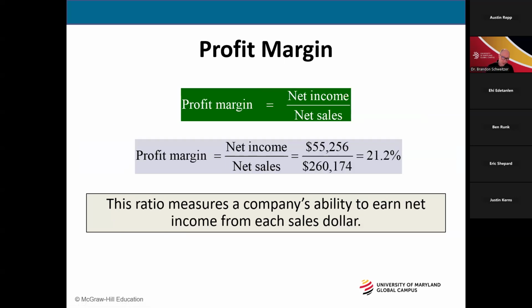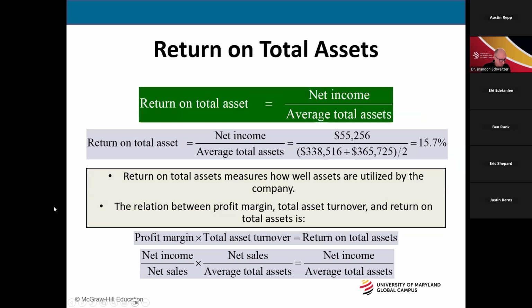Profit margin, also extremely important. It shows the company's ability to generate profit from each sales dollar. Take total net income divided by total sales. Super, super important for that one. Every company needs to have a good margin. I like anything over 20% in my mind is good.